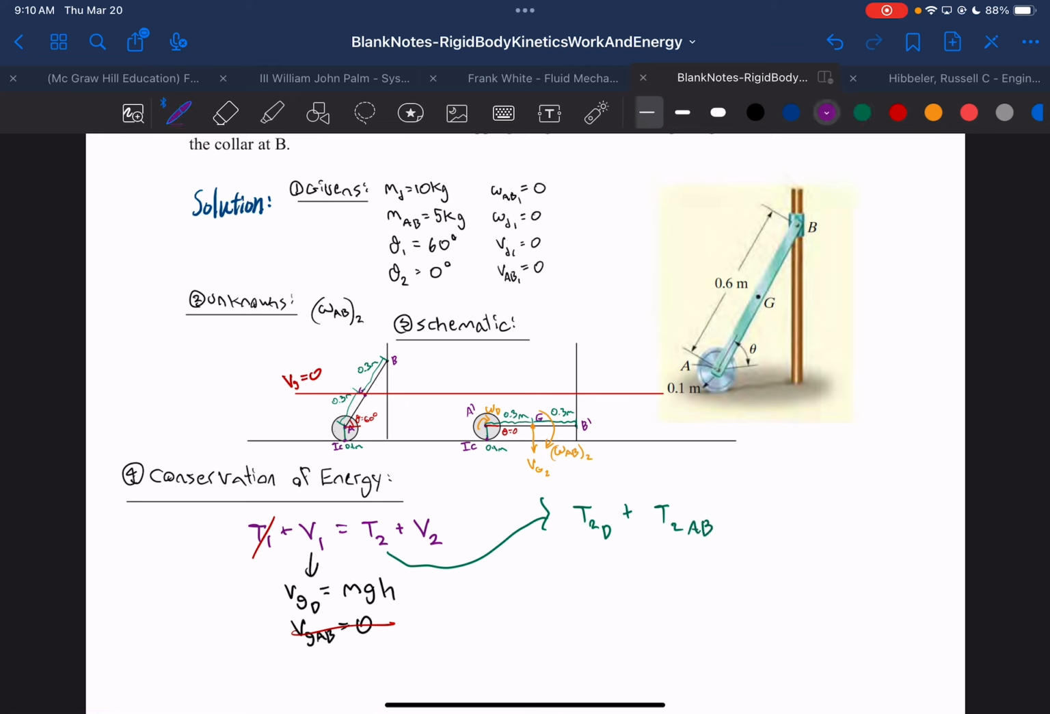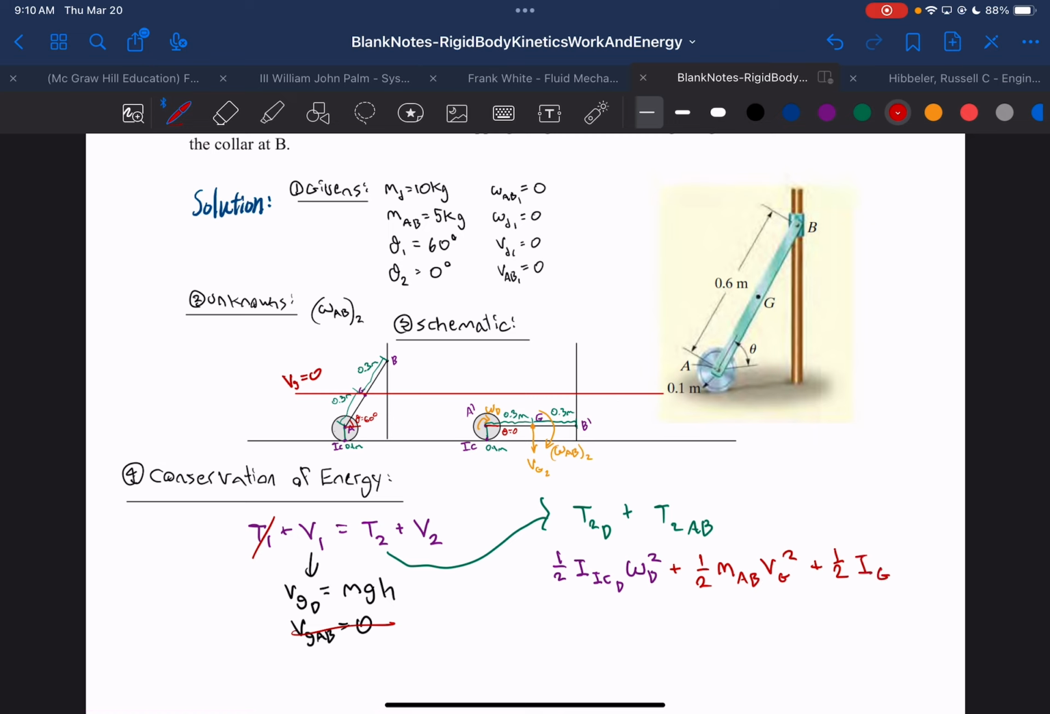The kinetic energy due to my disk is going to be purely rotational, so that's going to be 1/2 the moment of inertia of my disk about my IC multiplied by the angular velocity of my disk squared, plus the kinetic energy, like you said, general plane motion, right? We have to account for the rotation and the linear velocity of my rod, and therefore that's going to equal 1/2 m of my rod AB, v about my point G squared, plus 1/2 my mass moment of inertia about my point G.